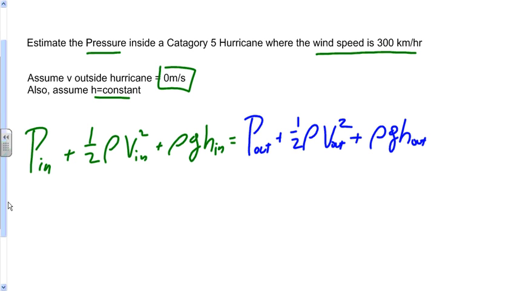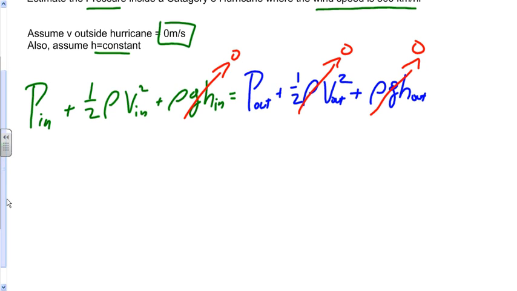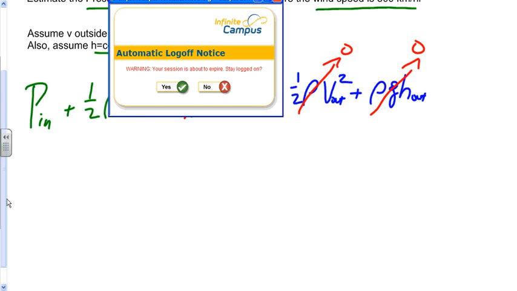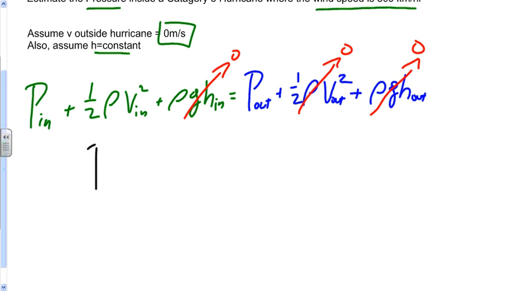Now we can use our assumptions to help us out a little bit. So again, we assumed that the height was constant, so our potential terms cancel out. And we also assumed that the velocity outside the hurricane was 0. So therefore that term cancels out. So makes life a little bit easier. Reducing it and solving for pressure inside the hurricane, I get the pressure inside equals pressure outside the hurricane minus 1/2 rho times the velocity of the air inside squared.